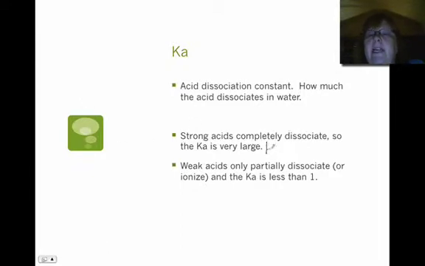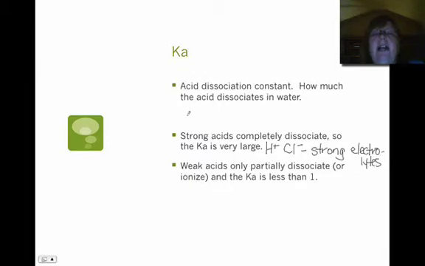What that means is that they come apart. They make the ions, so like hydrochloric acid, when you put it in water, there's a bunch of H+ ions and chloride ions. Strong acids make a lot of ions, so they are strong electrolytes. That large Ka lets you know that they're strong electrolytes. Weak acids only partially dissociate, only a very small amount of them come apart, and their Ka is small. It's usually less than 1.